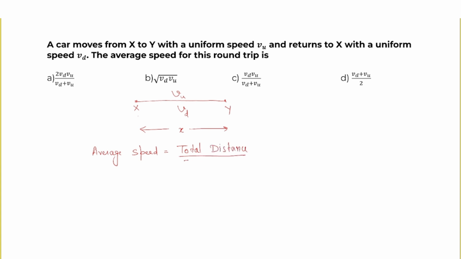So total distance while going from x to y and coming back is nothing but 2x: x while going and x while coming back. And total time, since the velocities are given, while going will be x upon Vu, plus x over Vd while coming back. Taking x common and cancelling out, you are left with 1 over Vu plus 1 over Vd, and that will be twice Vd Vu over Vd plus Vu. That's option A. That's correct.